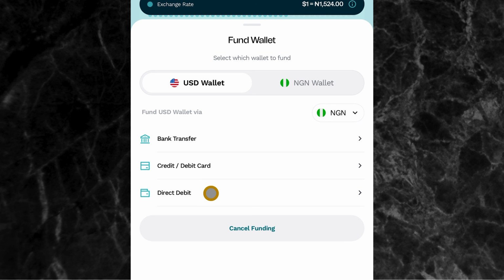For this one, all you have to do is link one of your bank accounts, maybe the bank account where you want them to remove the money from. You will link it to your Risevest account. And once you link that bank account, anytime you want to fund your wallet, they will just go ahead and remove that money from that bank account that you have linked.